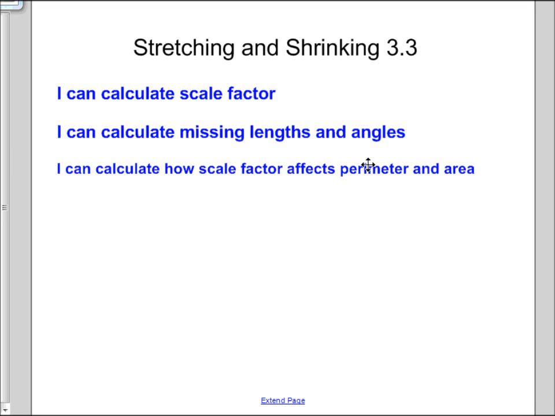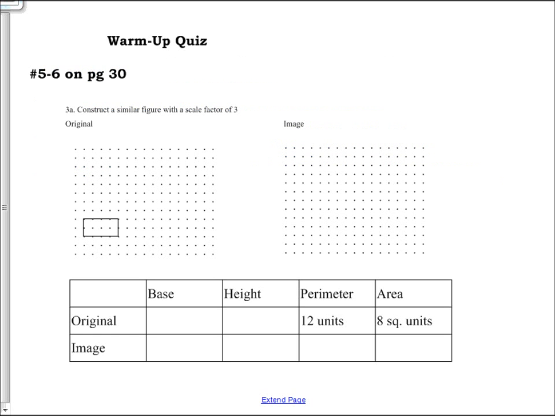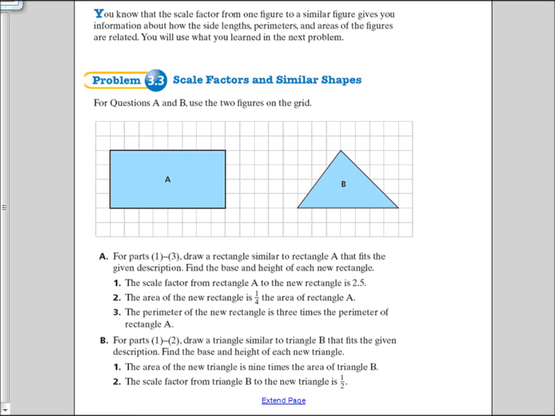Shrinking 3.1 and part 2. But this is a really important lesson. We're going to figure out exactly how to calculate scale factor. Just a little bit of review. We looked at scale factor with similar shapes. We talked about finding out we drew new rectangles, scale of 2.5, area of 1/4.